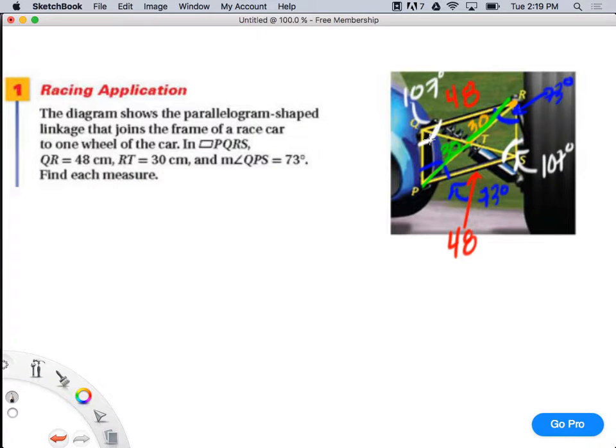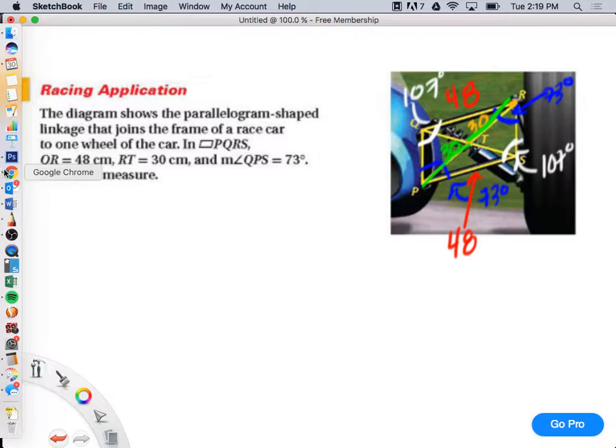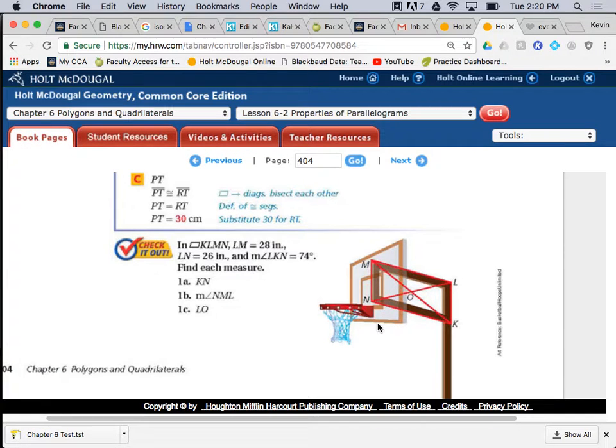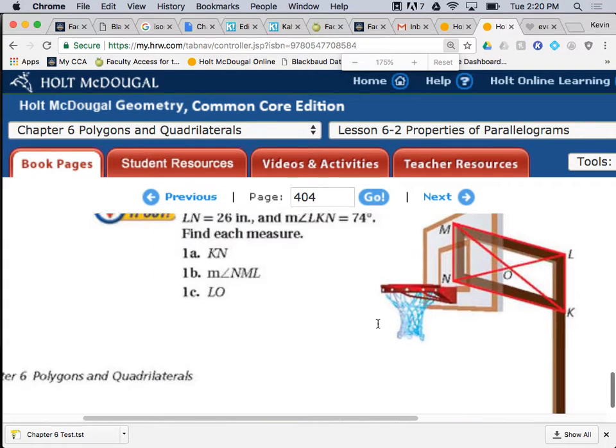No, not the sides, the other angles. Yeah, because 107 plus 73 is 180. All right, does that make sense to you guys? Okay, so that's just one example of it.